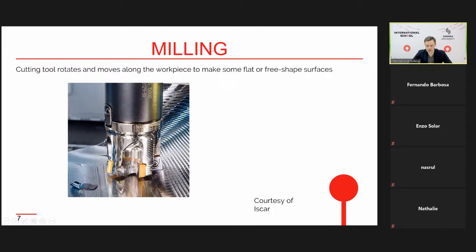But we can see different inserts. So these inserts: 1, 2, 3, and I suppose 4 and 5 on the other side of the end mill. These 5 inserts are cutting inserts. They cut the material, and they are also called teeth of the cutting tool.